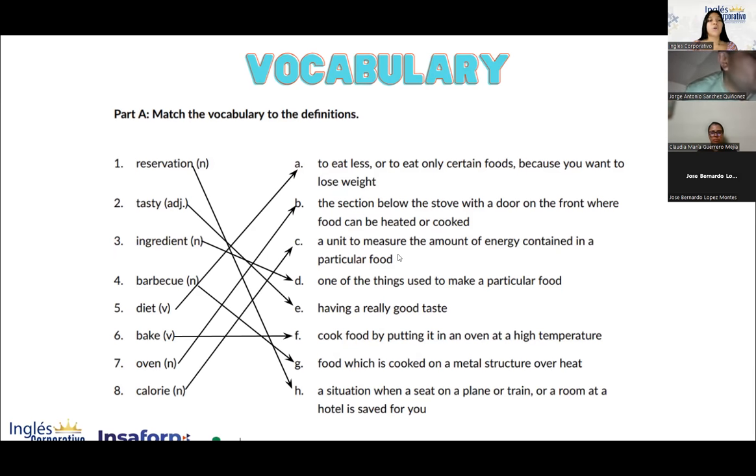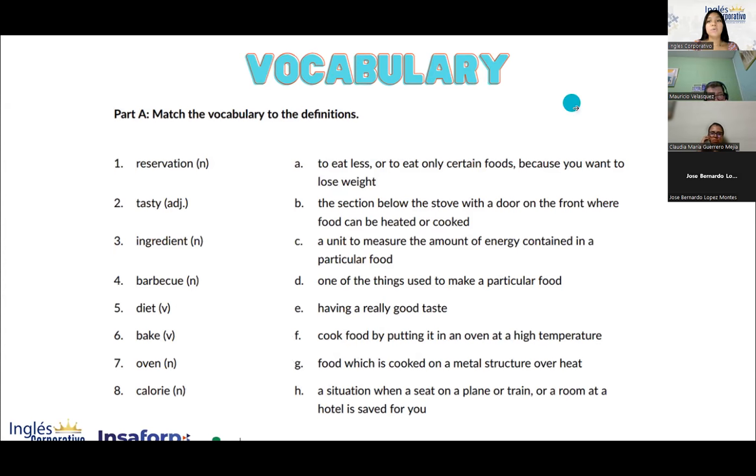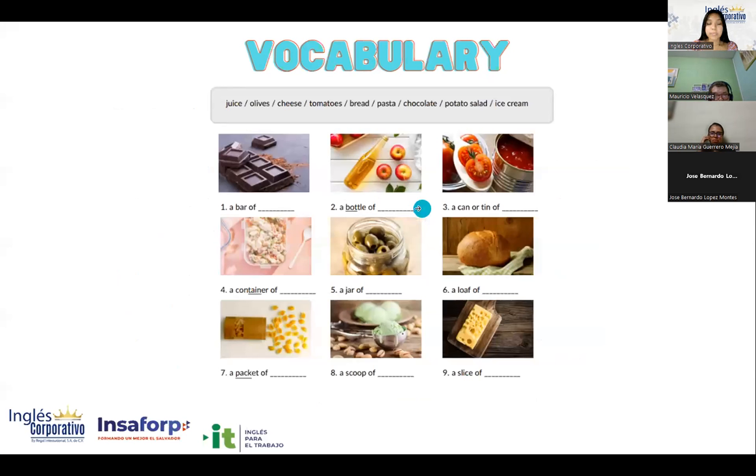All right, so vocabulary, okay? Reservation, tasty, ingredient, barbecue, diet, bake, oven, and calorie. Vocabulary related to food, restaurants. So let's continue. All right, let's move to the following, okay?